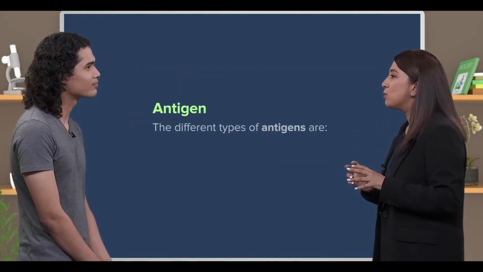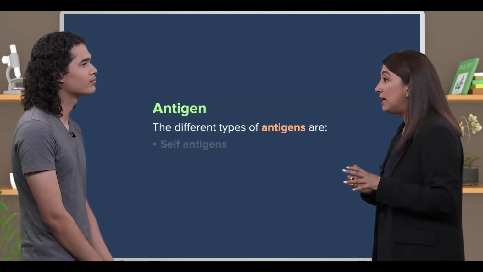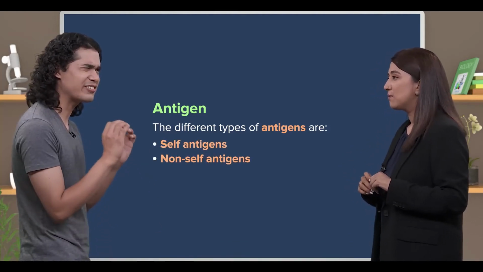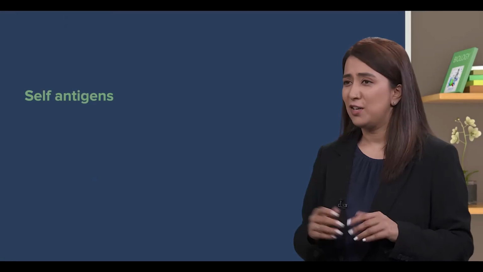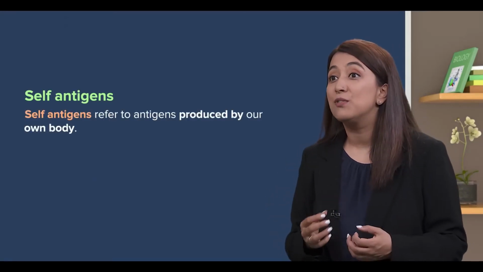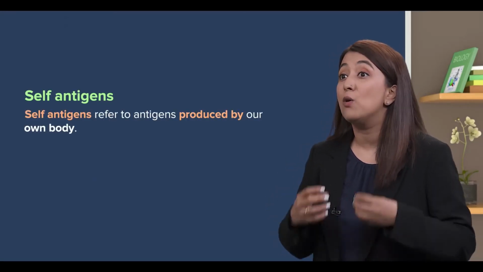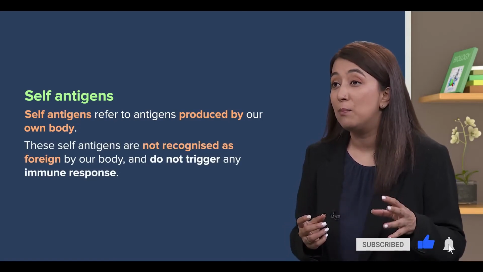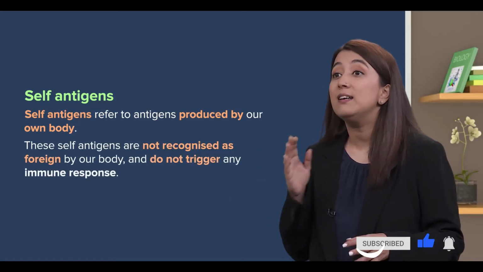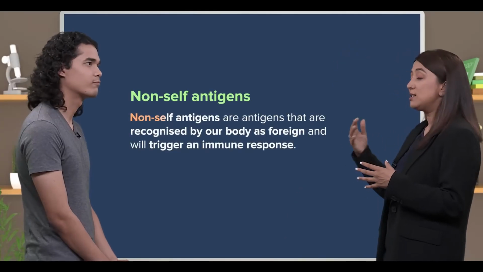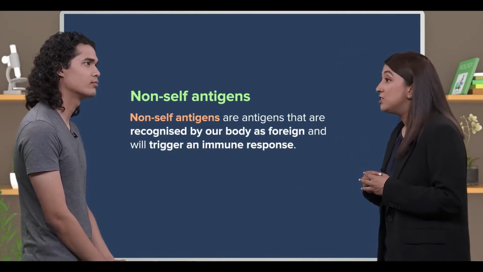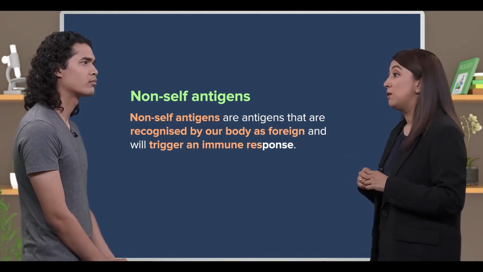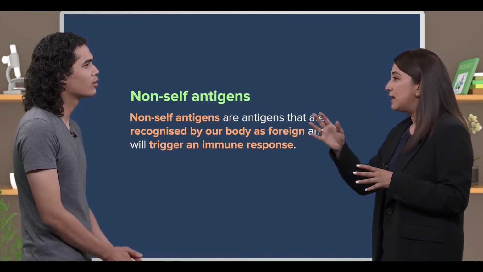Now, let us explore different types of antigens, mainly the self-antigens and the non-self antigens. Are self-antigens something that our body has? You're right. Self-antigens refer to antigens produced by our own body. These self-antigens are not recognized as foreign by our body and do not trigger any immune response. As for non-self antigens, they are antigens that are recognized by our body as foreign and will trigger an immune response. Can you think of any examples?